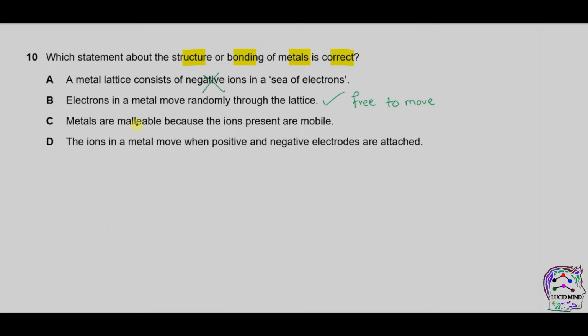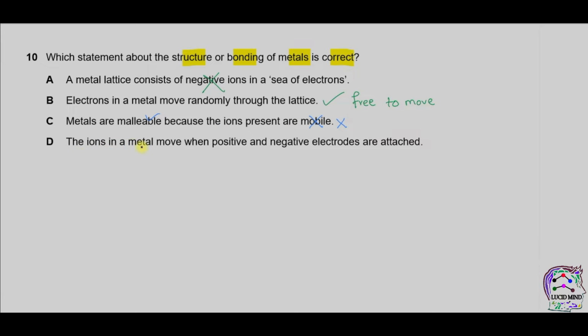Part C, metals are malleable. This is true because the ions present are mobile. Now the ions, which are positive ions, are actually fixed in position, therefore the metals have a fixed shape. And metals are malleable because the atoms present can slide over each other. So therefore this statement is wrong.